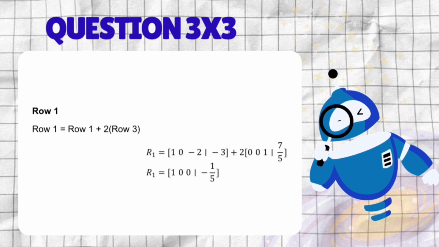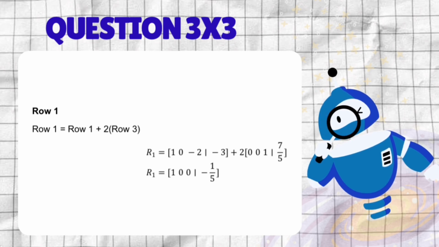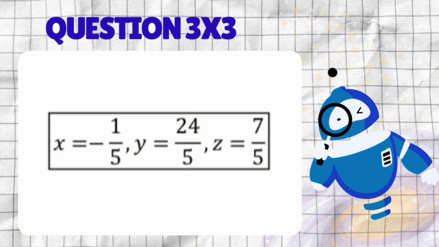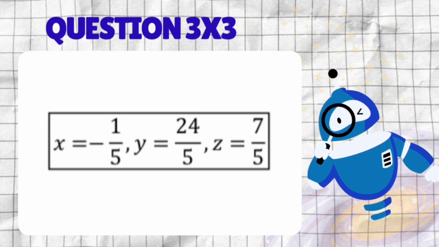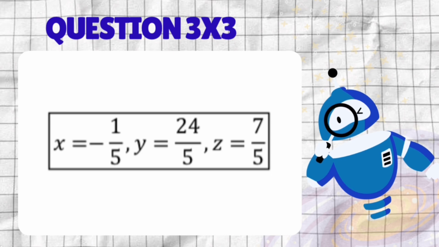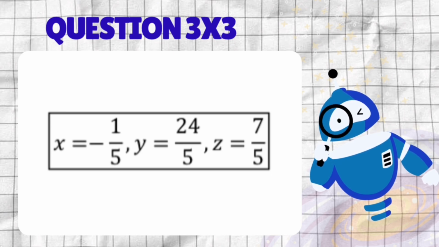At this point, the matrix is in reduced row echelon form. From the final matrix, we directly read the values of the variables. X is equal to -1/5, Y is equal to 24/5, and Z is equal to 7/5.